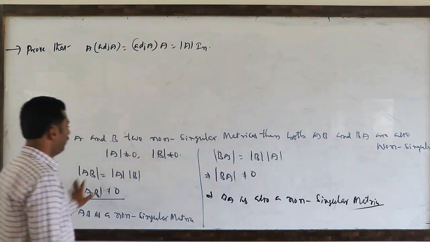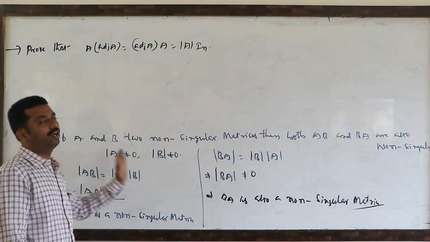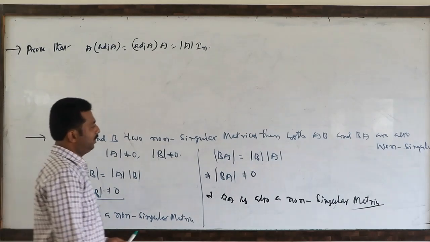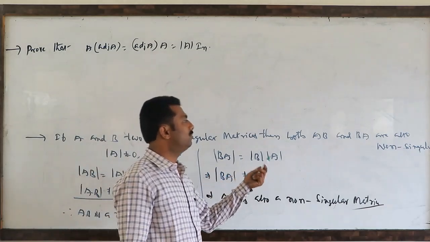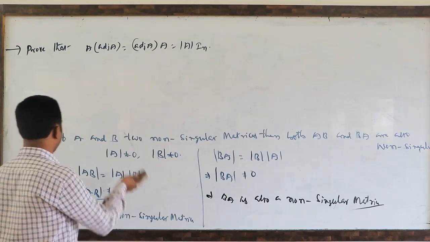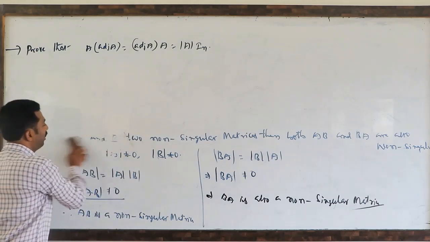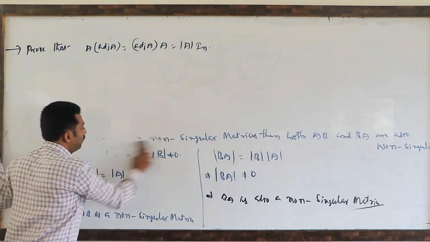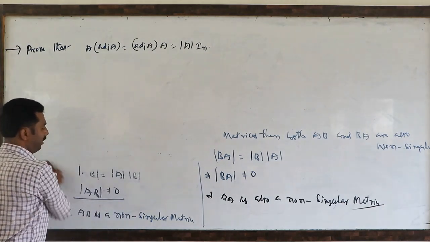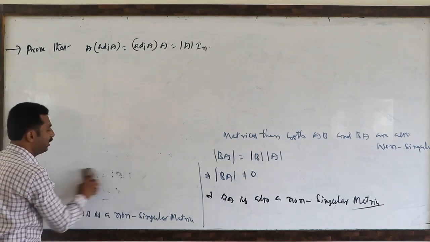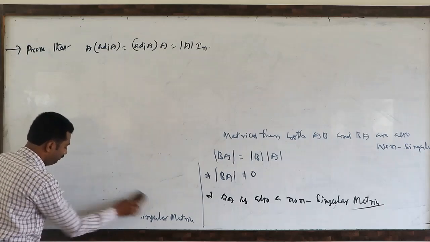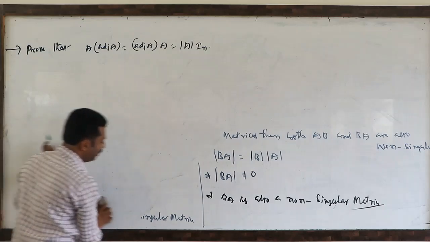So this is the concept based on singular and non-singular matrices. Not only two: suppose A, B, C are three non-singular matrices, then ABC, BCA or CAB, whichever you want to take, are also non-singular matrices. The product of non-singular matrices is also non-singular. That is the indirect concept. Now you observe, this is one important result.